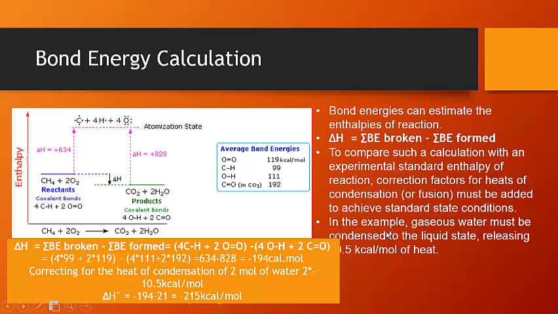The other thing is that although you can use the bond energies to estimate enthalpy of reaction, this one's actually not that correct, because if you want to compare this reaction to the standard enthalpy of the reaction, you need to include a correction factor for converting this water vapor into liquid water. So you need to include the heat of condensation, or the heat of vaporization, of 2 moles of water, which was 10.5 kilocalories per mole. So when we include that in, we get minus 205 kilocalories per mole of reactant.